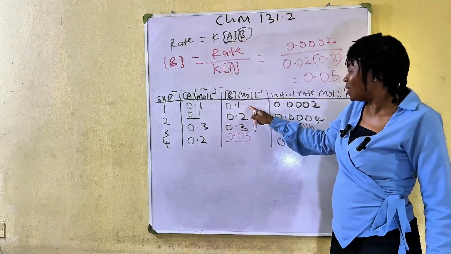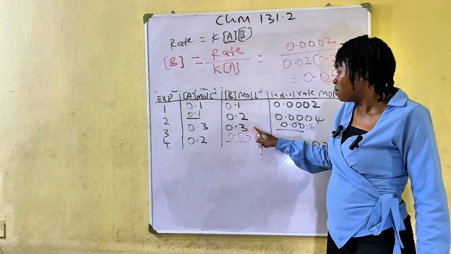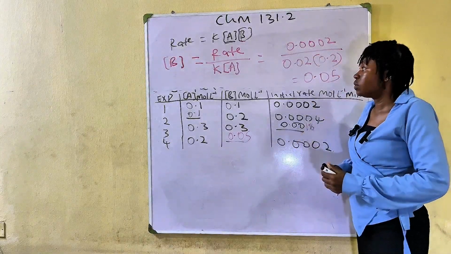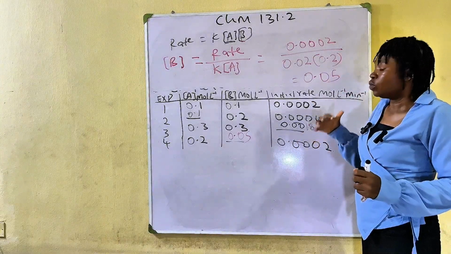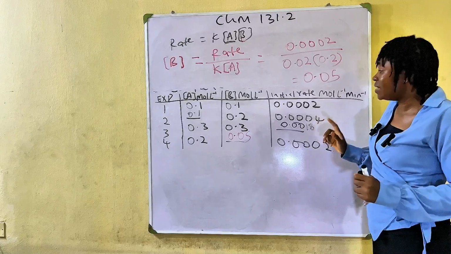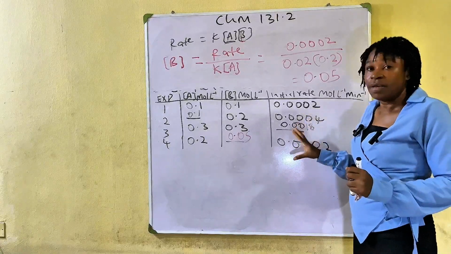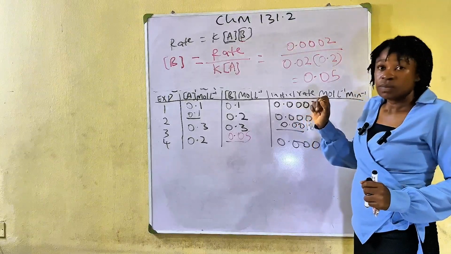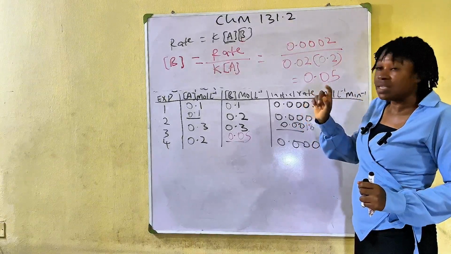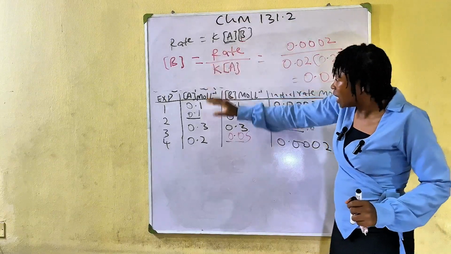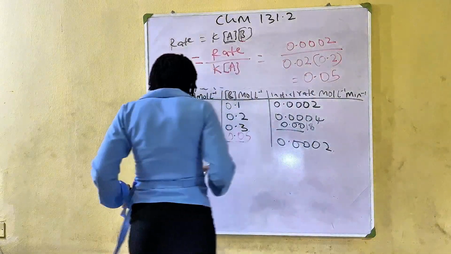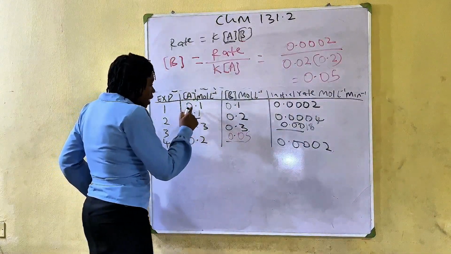So it's not guesswork. If this one is 0.1, this one is 0.2, then 0.3 will not be 0.4. It's not like that. So that's also another method you can use to solve this. If you don't want to use the method I used, where I first calculated the rate constant K and then substituted and solved, look at this.